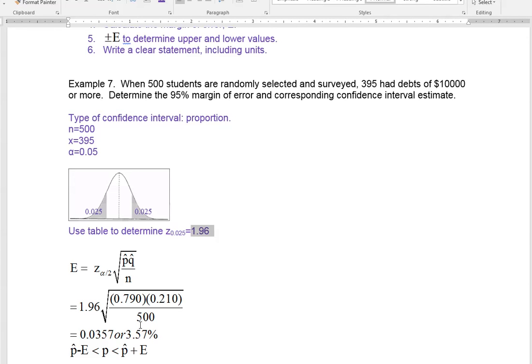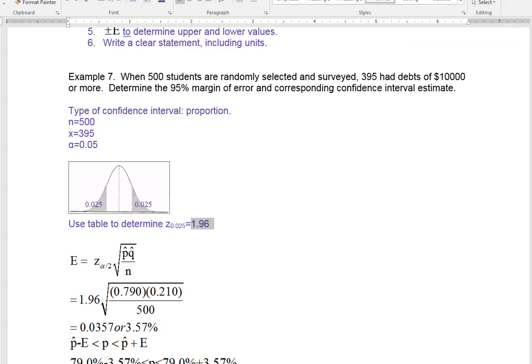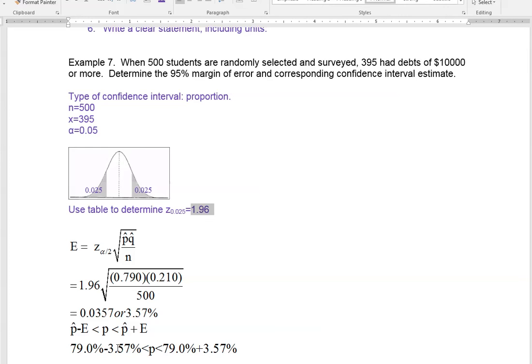So once we have that value, remember, our next step is to add and subtract to find our upper and lower values. So our P hat, still the 0.79 that we got from going 395 divided by 500. And our E, the value we just calculated, so 3.57%. So we need to subtract that from our point estimate, and we need to add that to our point estimate. First, the subtraction will give us our lower limit. The addition will give us our upper limit. Again, pause the video if you want to do the calculation before we move on.